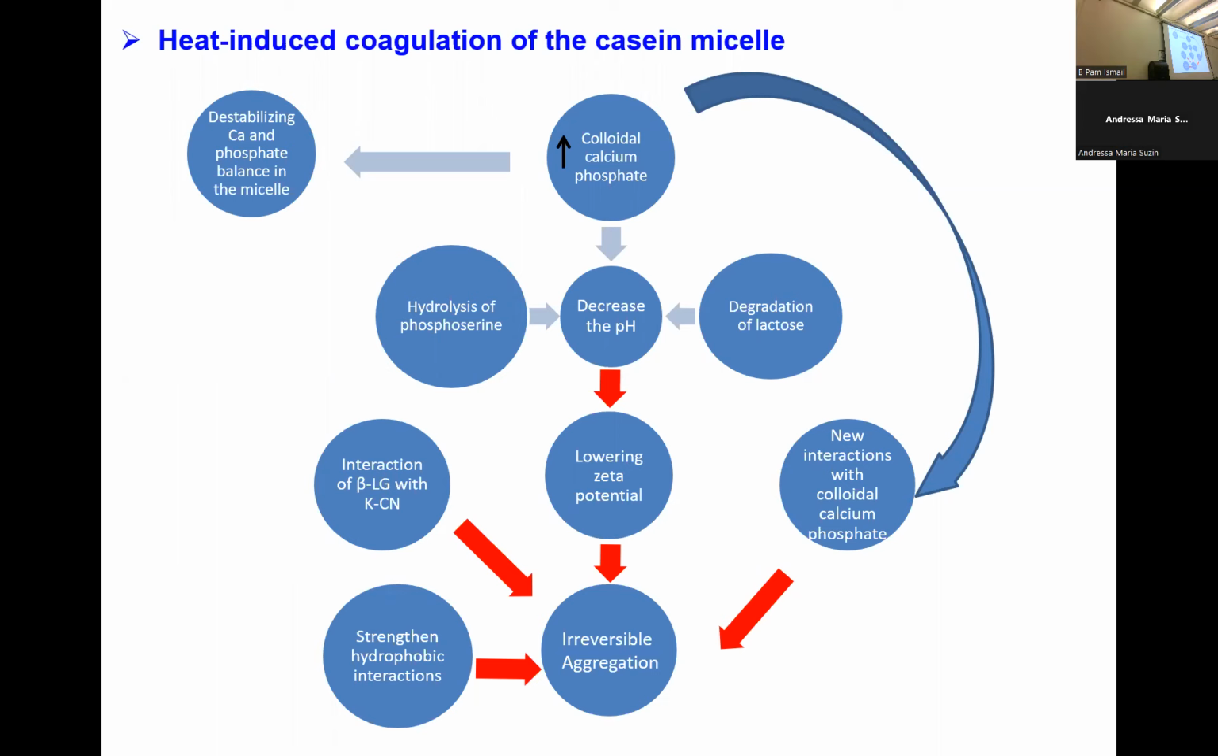Between the micelles rather than inside of them. So like different micelles, because the colloidal calcium phosphate will be mostly in the whey fraction, so outside of the casein. And then that's when the interaction of this one over here.